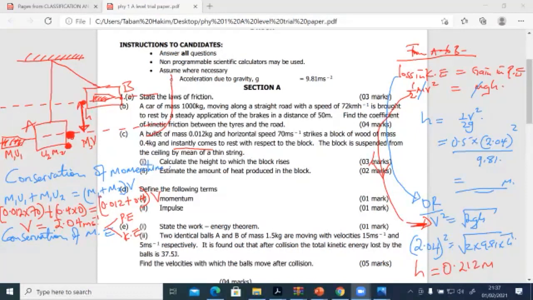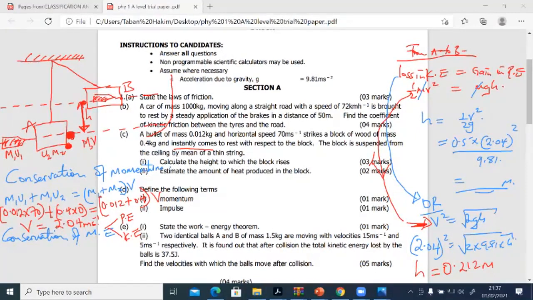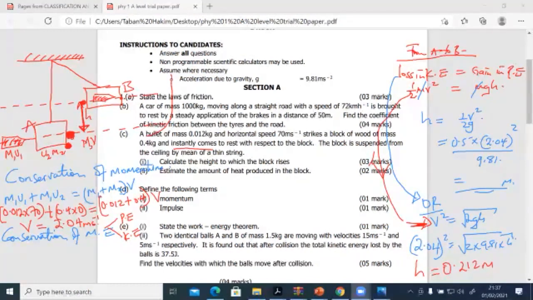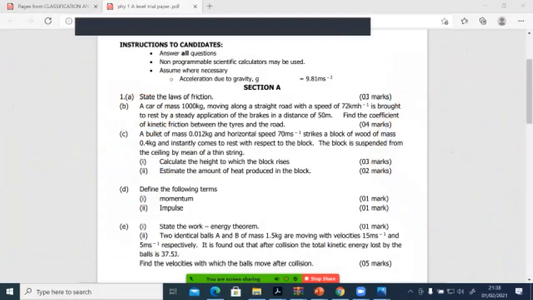Okay. So the next question is saying that estimate the amount of heat produced in the collision. Estimate the amount of heat produced in the collision. How did you do this? I didn't do it. Okay. Anyone else? Andrew, what did you do? Same answer. You didn't do it as well.